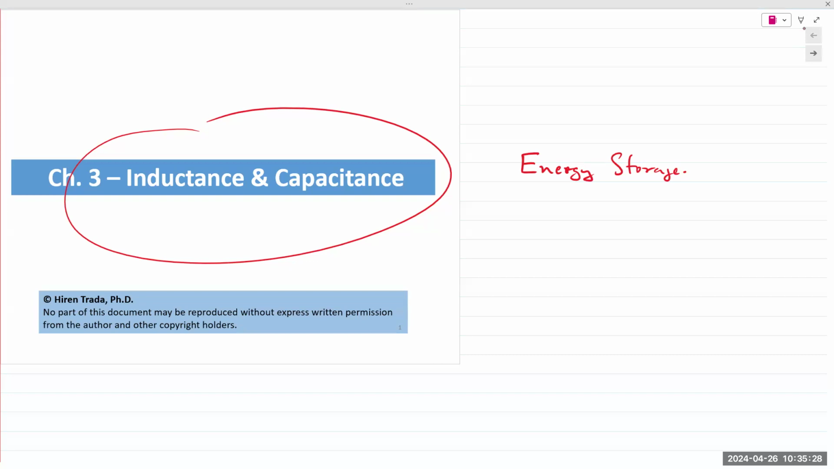Most capacitors and inductors that we encounter in real-life electronic circuits are very, very small, very tiny. Femtofarads or picofarads, 10⁻⁶, 10⁻¹², 10⁻¹⁵. Very, very small.